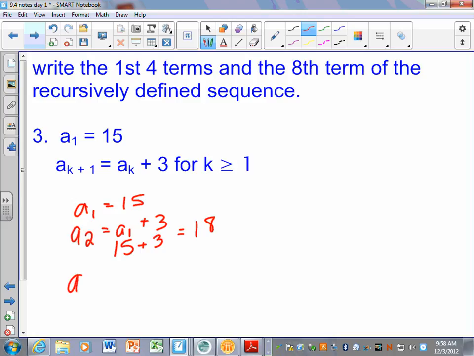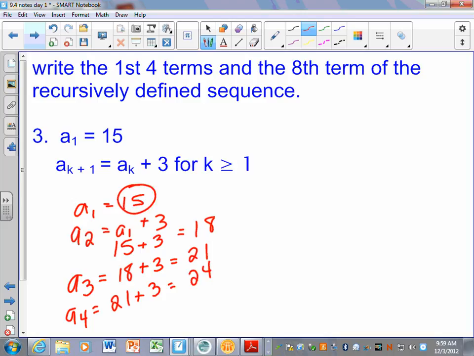To find the third term, I'm going to take the one before it, which is 18, and I'm going to add 3 to it, and I'm going to get 21. Well, I don't know. Can we find a shortcut to get us there without having to add it every time? I agree that these are the first 4 terms, 15, 18, 21, 24.